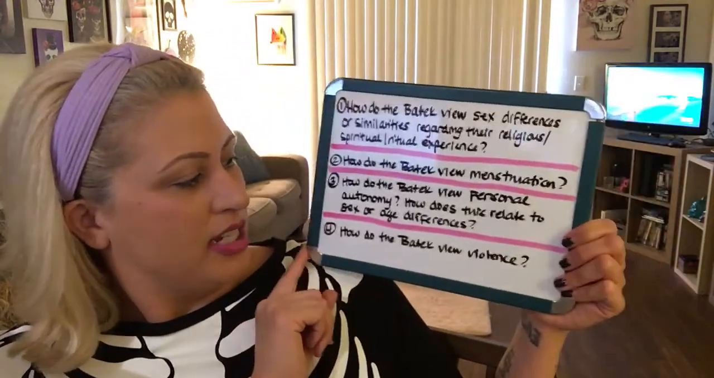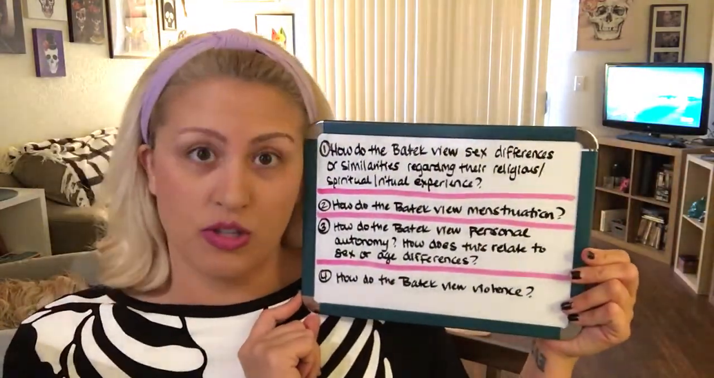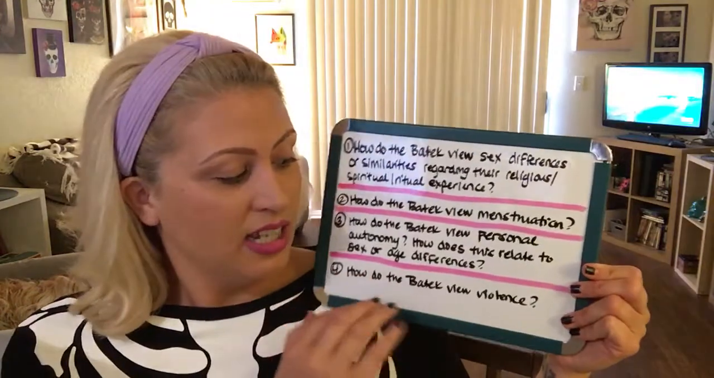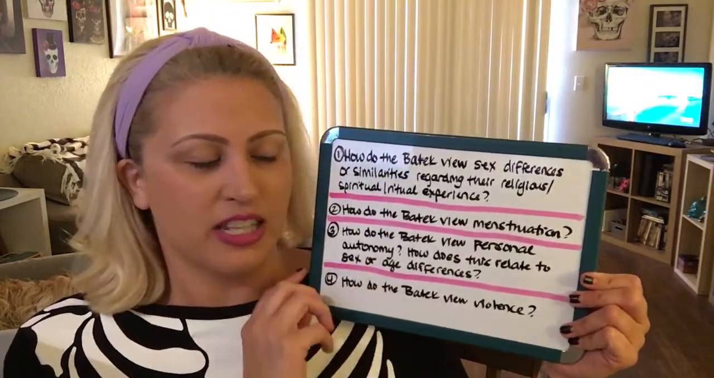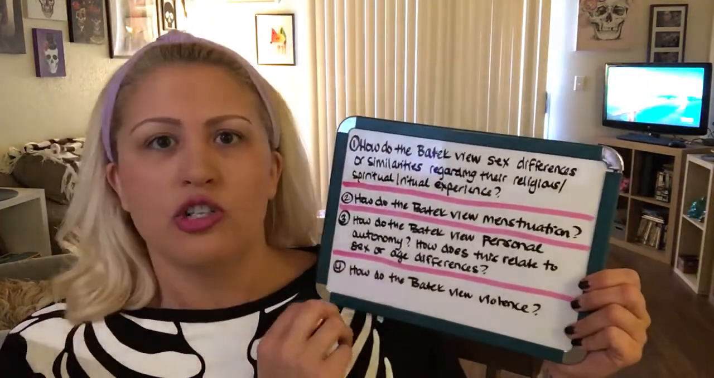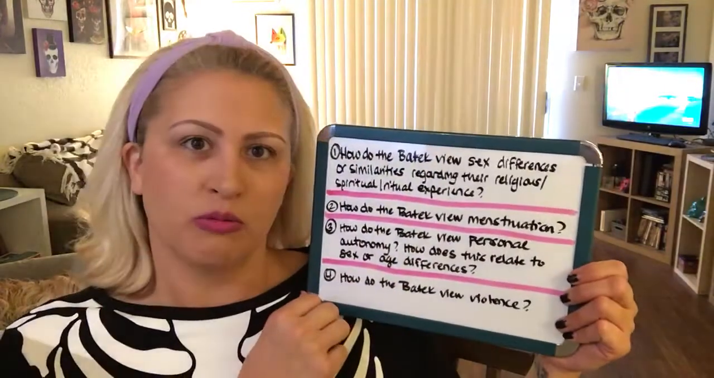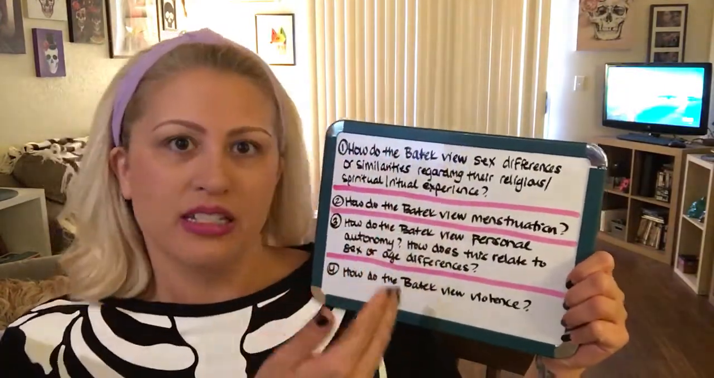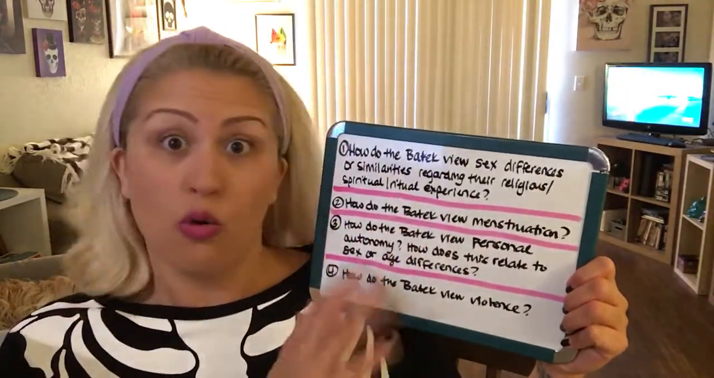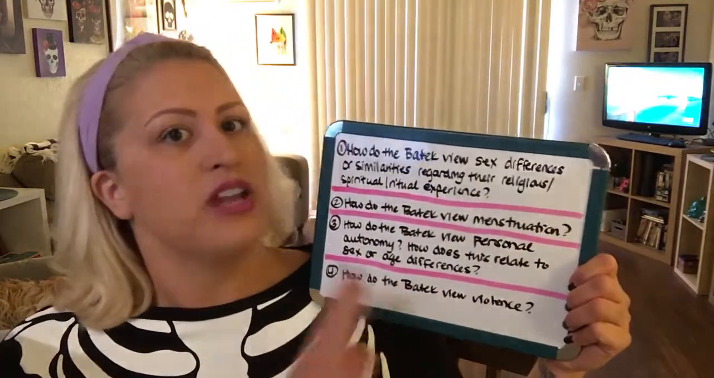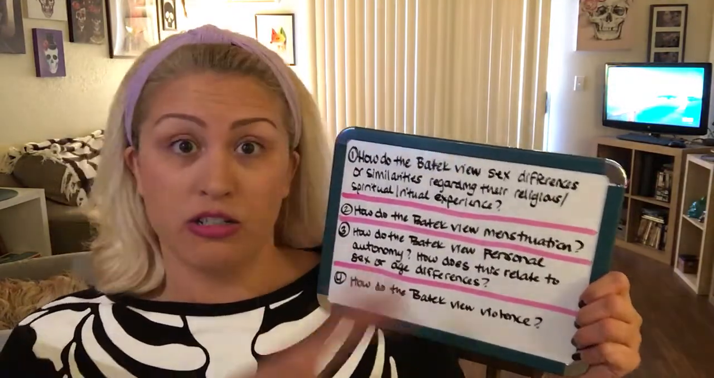And how do the Batek view violence? This one's very interesting. I really want you to read it. I don't want to give anything away on this. And then also just in general, how are these things related? Do you see a theme of sex differences or age differences, or not at all? Maybe it's very different than how you would assume based on your own culture.